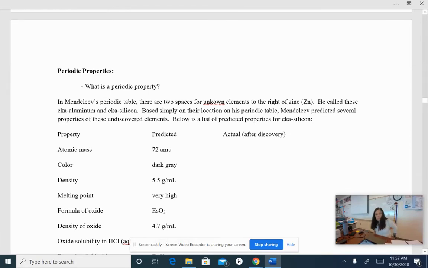All right, guys. So, Gen Chem people, we are going to start. Well, we're not going to start. We're going to continue on our talk of periodic properties.